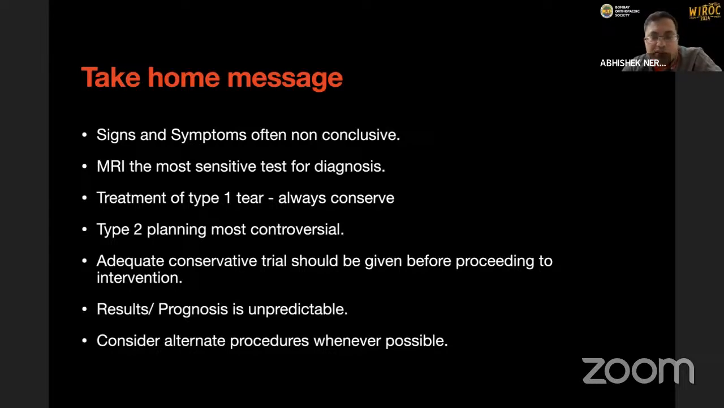As for the prognosis, I have seen that it's very unpredictable, and you should consider alternate procedures whenever possible, like biceps tenodesis, which is inside the groove, or even subpectoral tenodesis, especially in middle-aged and low-demand people. And in elderly people, you can always do a biceps tenotomy and SLAP debridement.